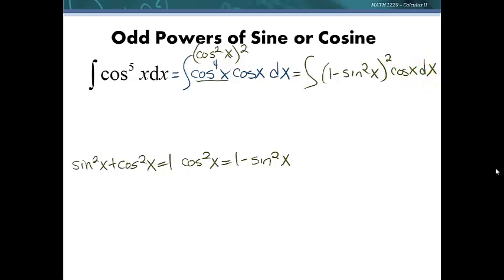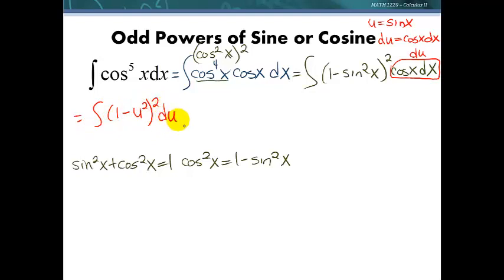Now how this helped me is I can now do u substitution, and if I let u equal sine x, then du is going to be cosine x dx, and look at that. By splitting that trig function off, there's my du. So this is going to be the integral of (1 minus u squared) squared du. Now we've got it down to something we can integrate. So I'm going to multiply this out. This will be the integral of 1 minus 2u squared plus u to the fourth du. And then go ahead and do the integration.